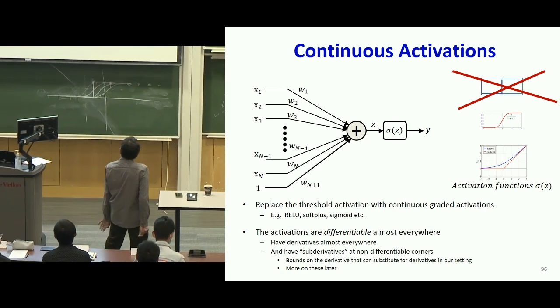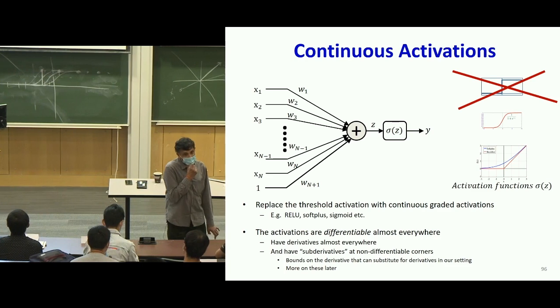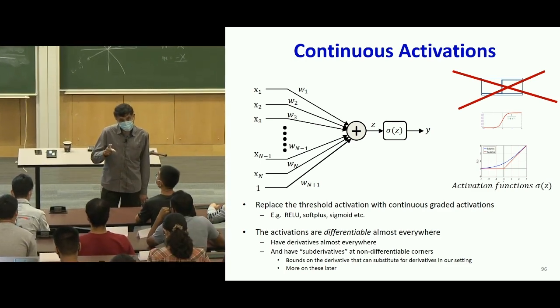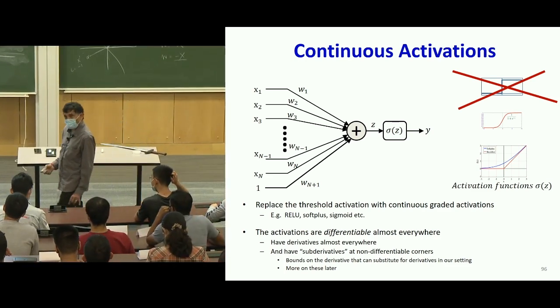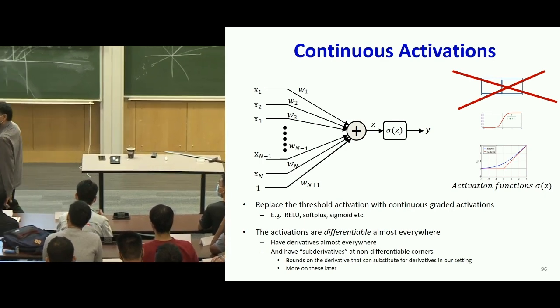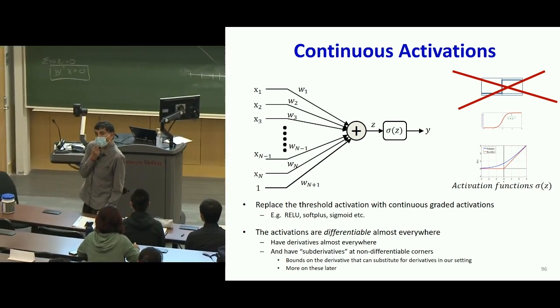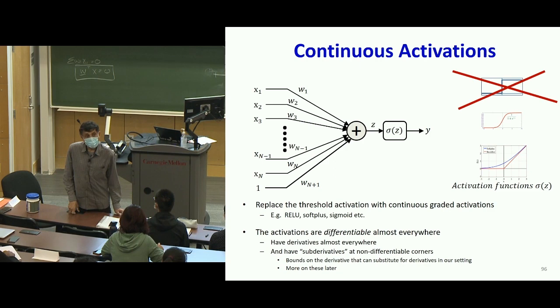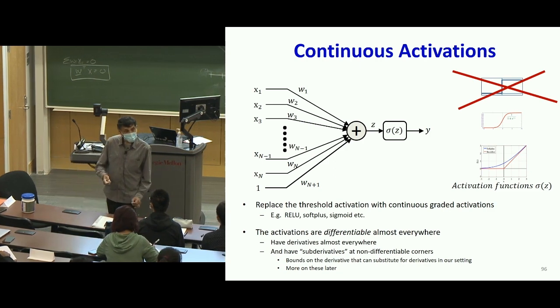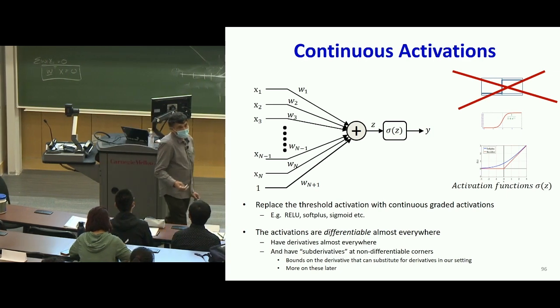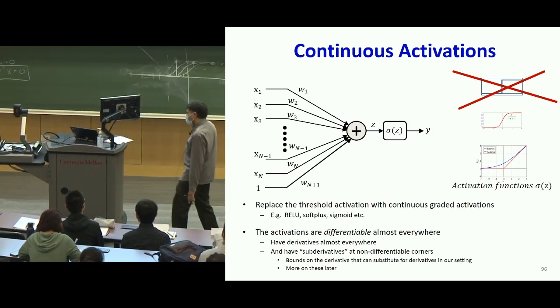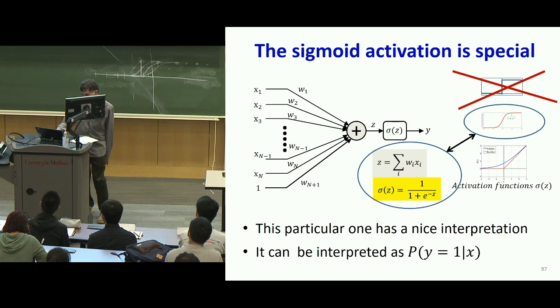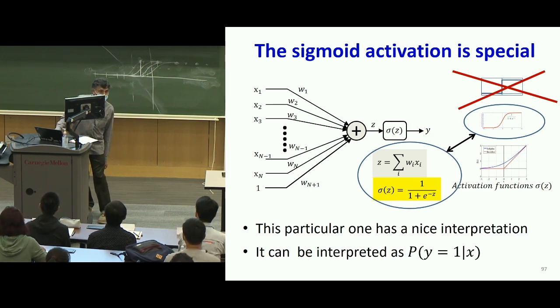We're replacing the threshold activation with continuous graded activation functions. And the primary reason for this is because it gives us a way of quantifying how wrong we are, in a manner that also lets you decide which way you must wiggle the parameters to minimize this error, okay? And so, of these, the sigmoid is particularly a useful one.